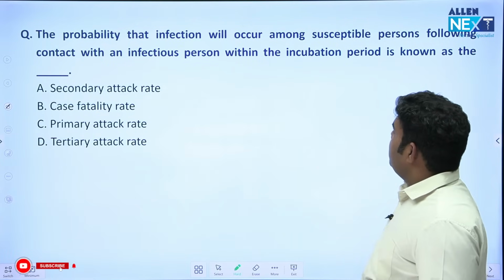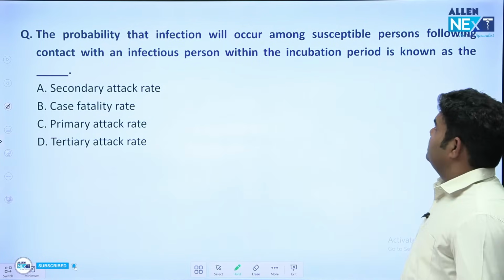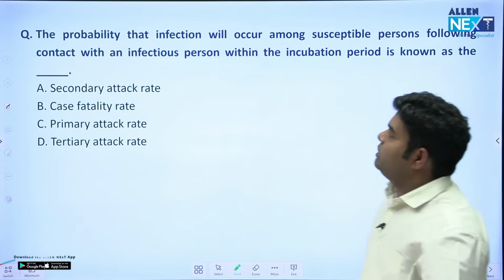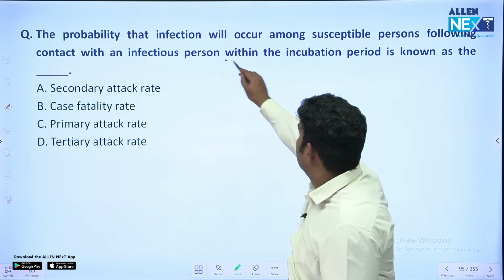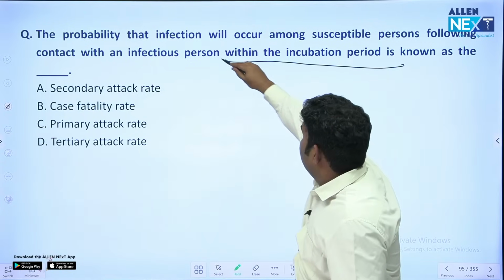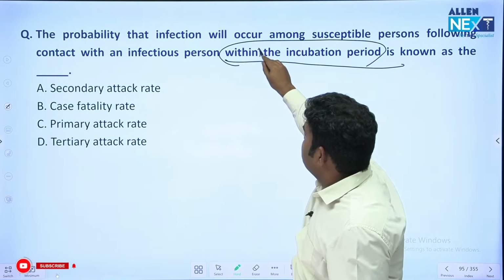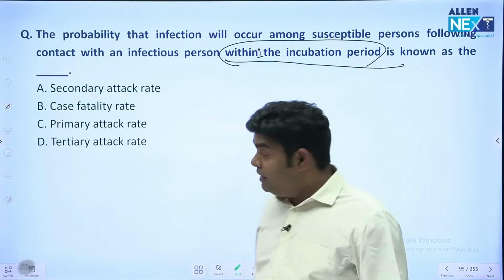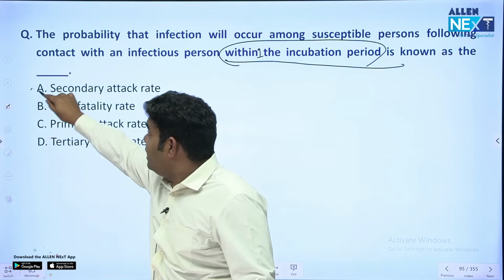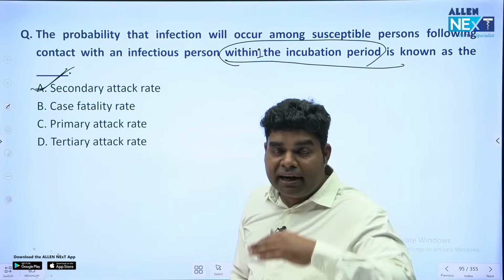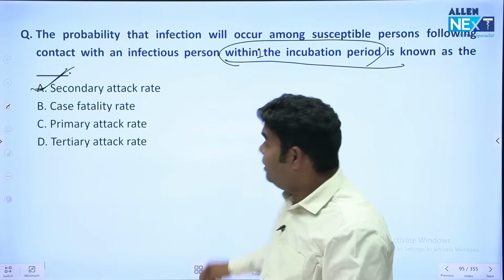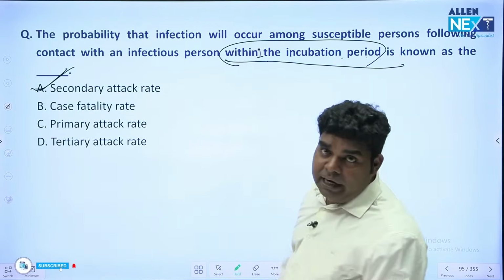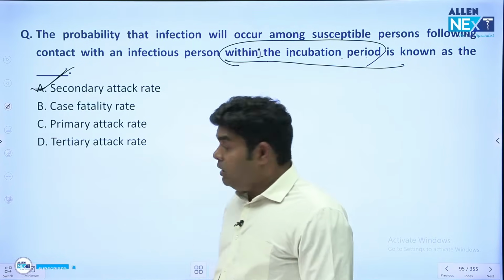Probability that infection will occur among susceptible persons following contact with an infectious person within the incubation period. Okay. So first one person got infected, then others are getting infected. So that means they are talking about secondary attack rate. One person got infected, then others are infected within one incubation period is secondary attack rate.